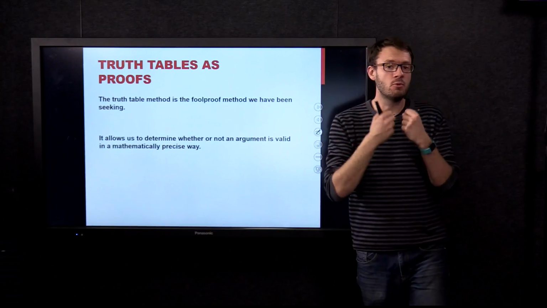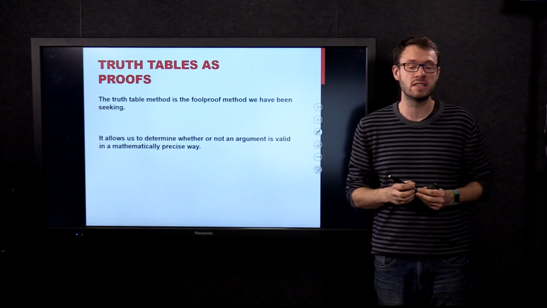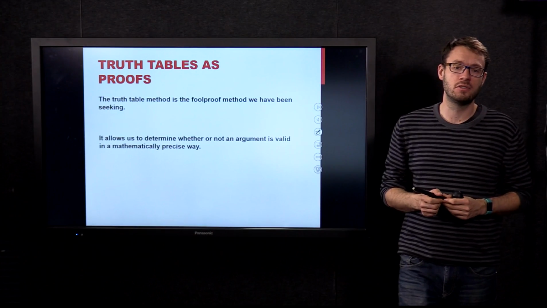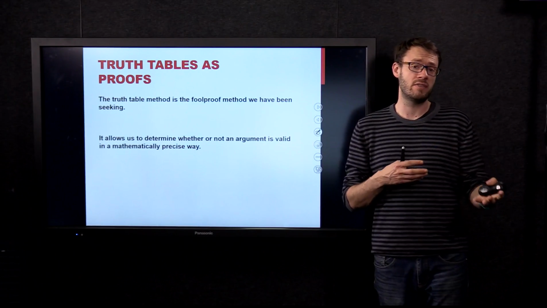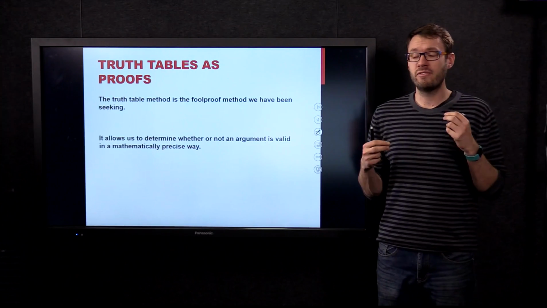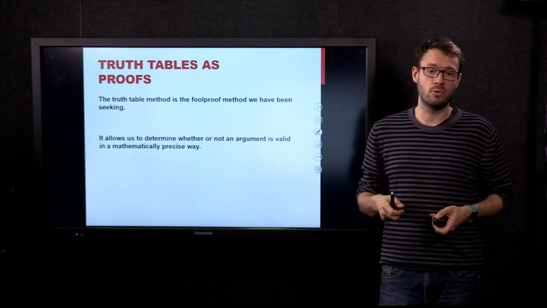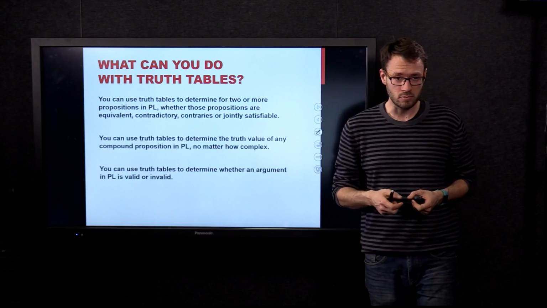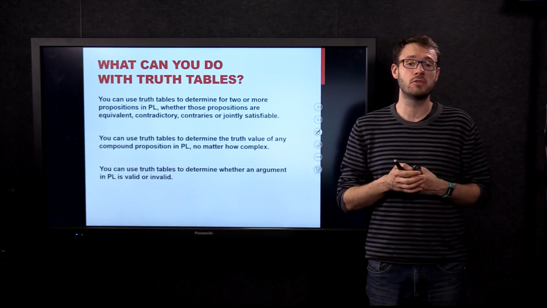Okay, so the truth table method, at least for propositional logic, is in fact the foolproof method that we've been seeking. What it allows us to do is determine with mathematical precision whether or not an argument is valid or invalid. But we have to be very careful not to draw too much out of the truth table proof system. So let's just have a rundown of the sorts of things you can and can't do with truth tables.